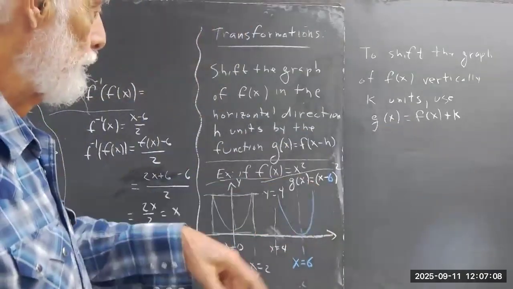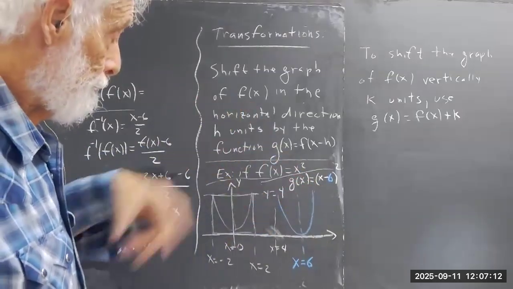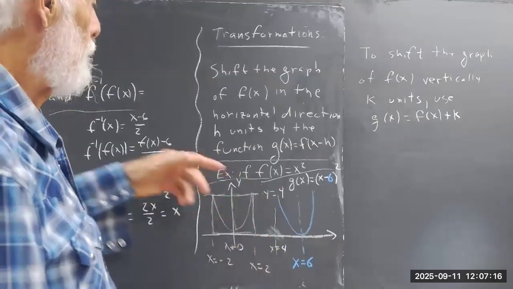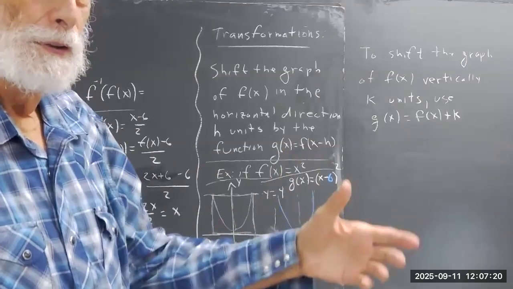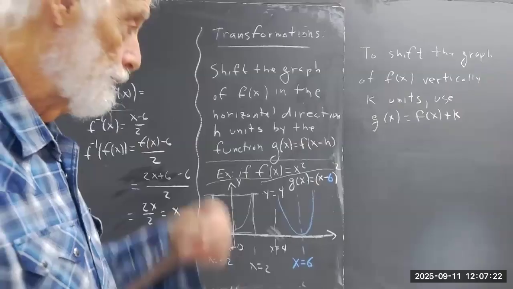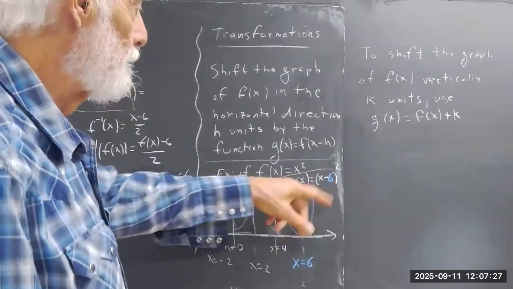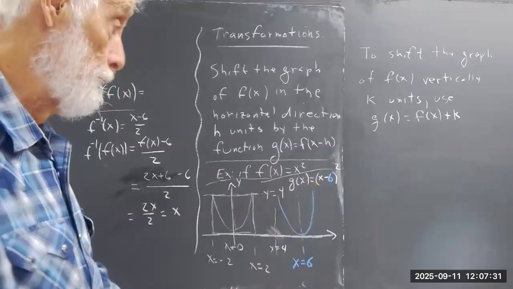This is a little trickier. You have to replace x by x minus h. And why do you replace it by x minus h when you're moving it h units? If you want to move 6 units, you replace x by x minus 6. Well, that's because to get the same y value, x has to be 6 units greater. Here. That's why.